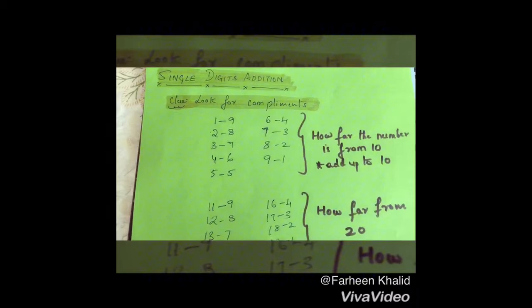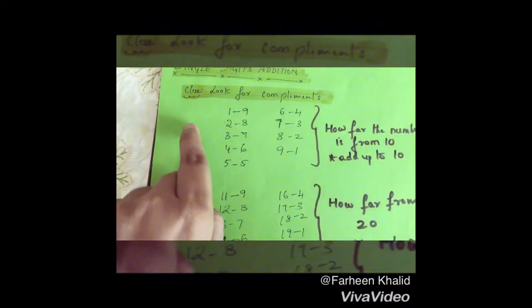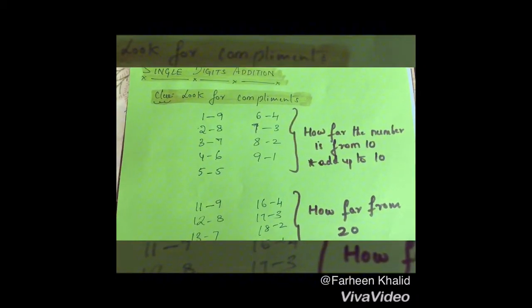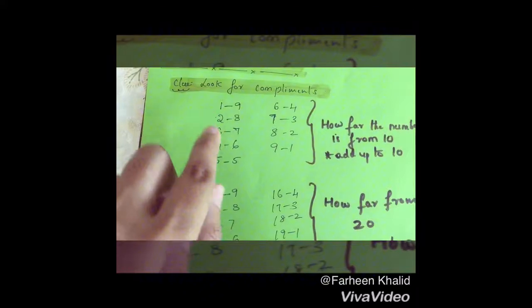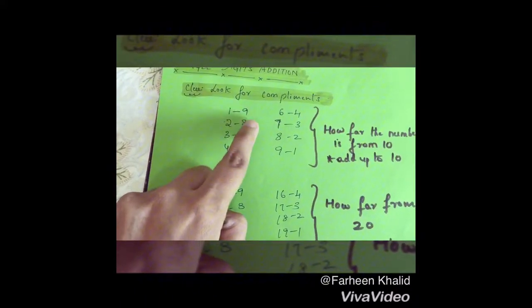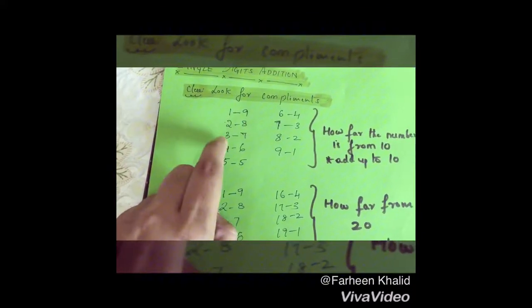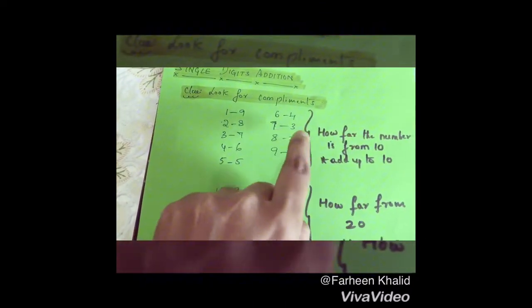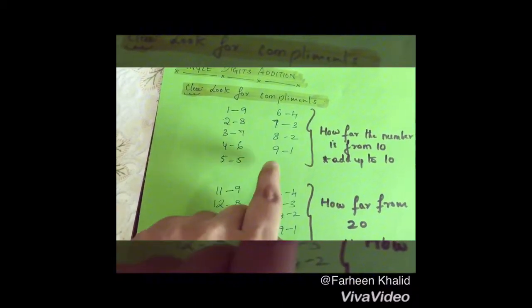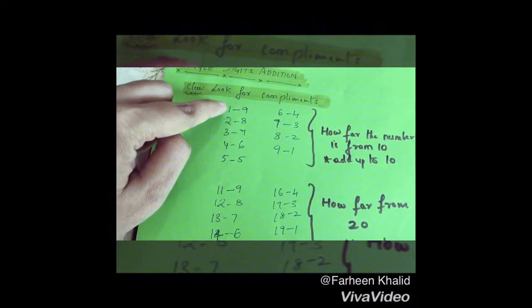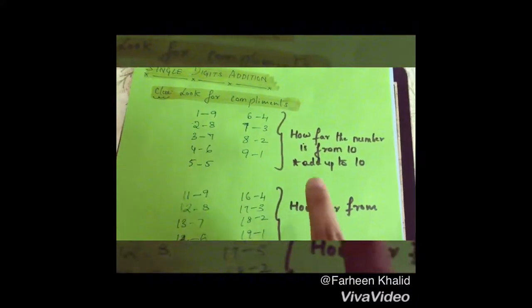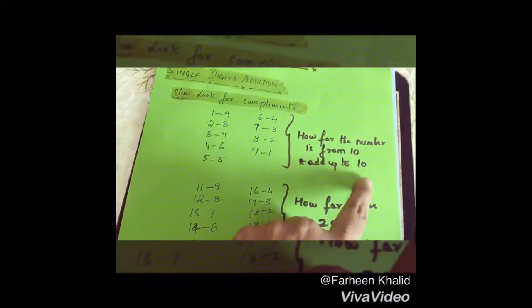Firstly, the clue is that you need to look for complements. So what do you mean by complements? I've put in here for you the complement of 1 is 9, of 2 is 8, of 3 is 7, of 4 is 6, of 5 is 5, of 6 is 4, of 7 is 3, of 8 is 2, and of 9 is 1. Basically we have to see that both these numbers should sum up to 10. So when you add them up it should be 10.